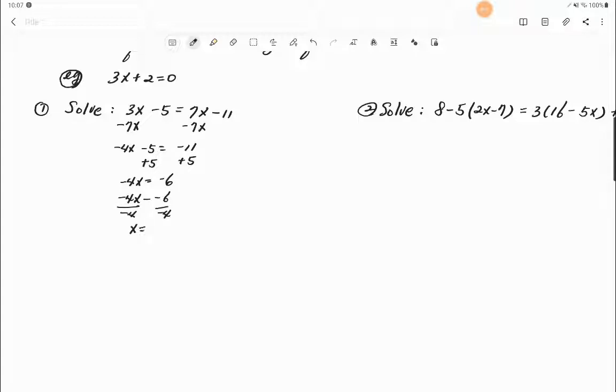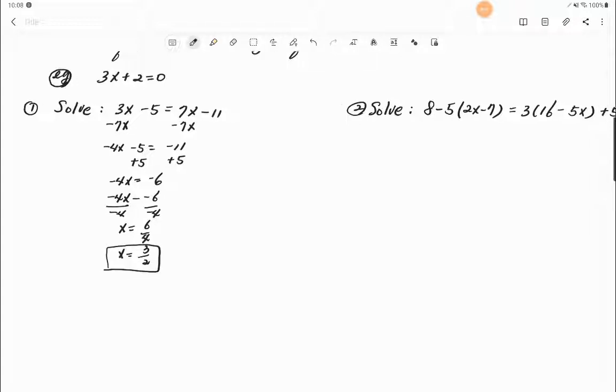Then x equals positive, since negative 6 over negative 4 is positive 6 over 4. Then you can reduce it, so 3 over 2. So this is the solution. What we did is collect all x terms on one side and collect constant terms on the other side, and then make x be on one side only. So this is the solution.